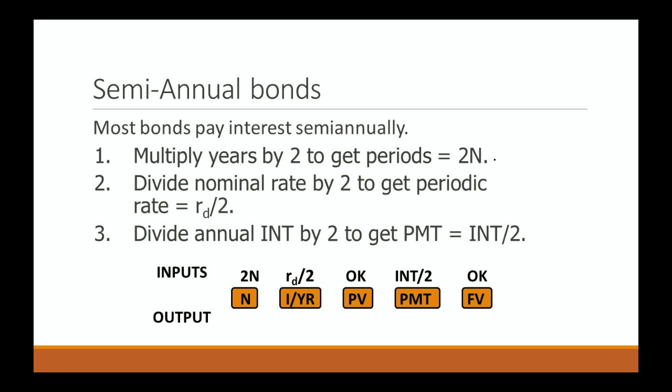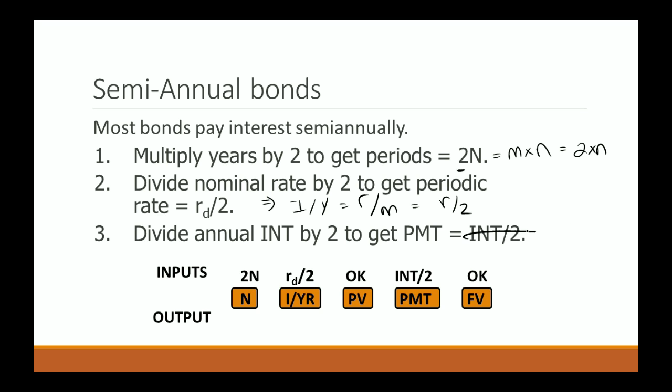Just like with time value of money, remember we had our M times N, our number of years times the compounding frequency. And so here if it's semi-annual, we know that M is 2, so that would be 2 times N. You multiply your N by 2. Just like with our time value of money, we had our I/Y was equal to our R divided by M, our interest rate divided by our compounding frequency. We're looking at semi-annual. There are 2 6-month periods in 1 year, so M is 2.